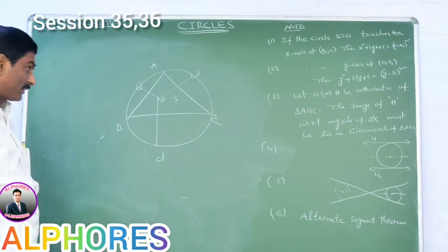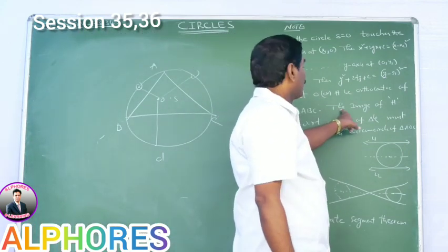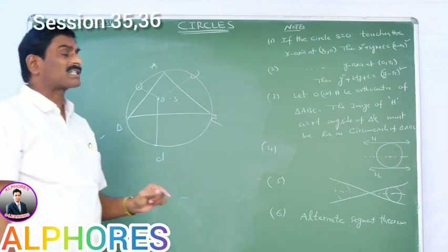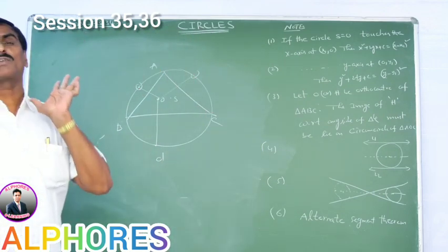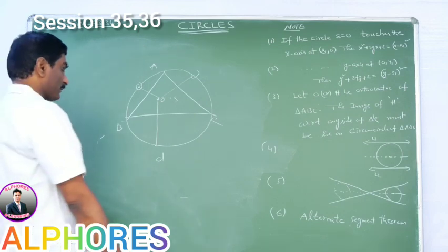Very, very important point. Let O or H be the orthocenter of triangle ABC. The image of the orthocenter H with respect to any side of a triangle must lie on the circumcircle of triangle ABC. Next, fourth one.